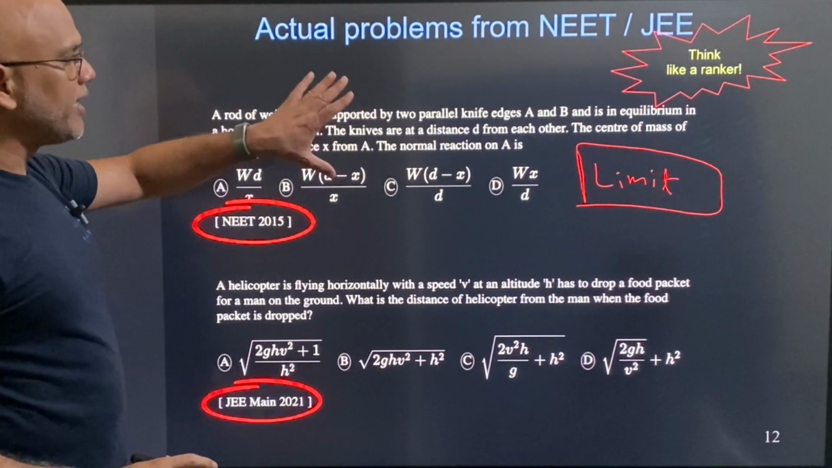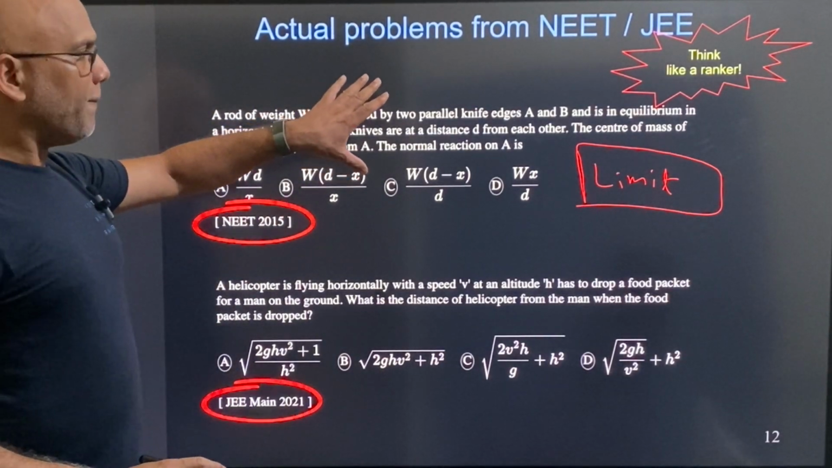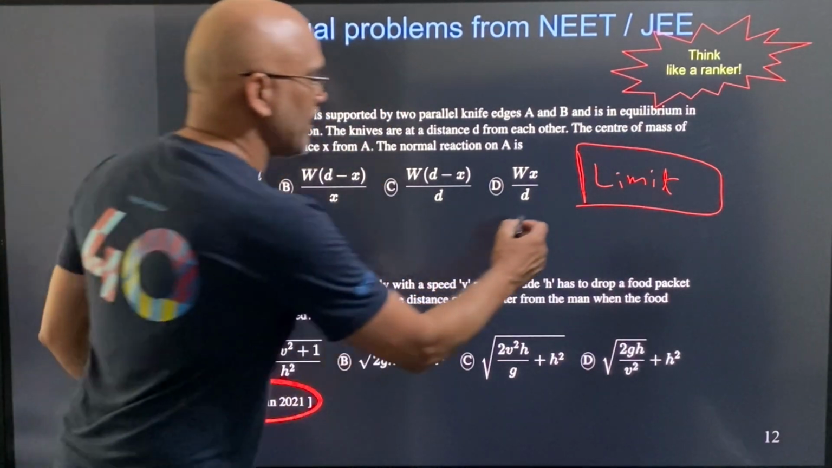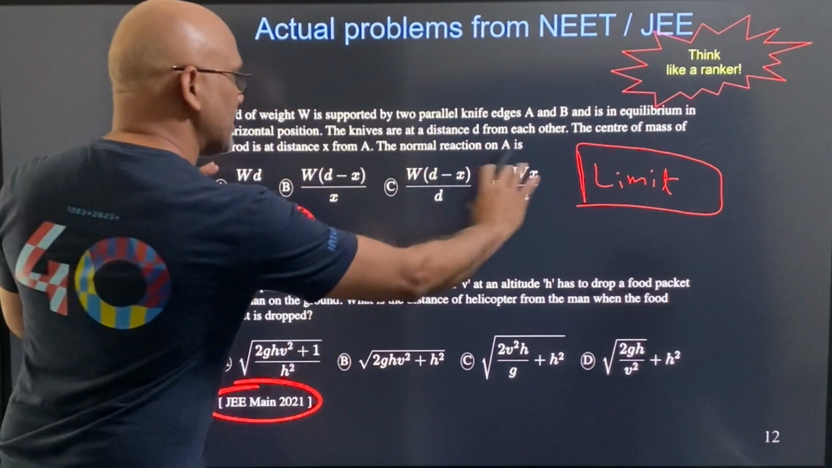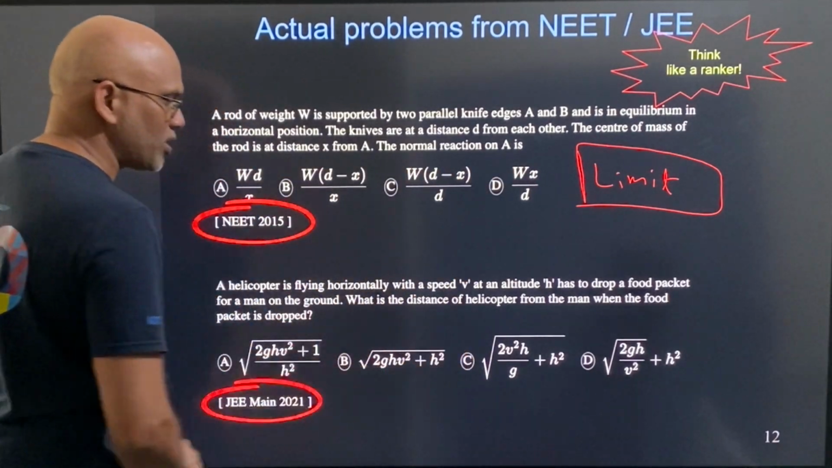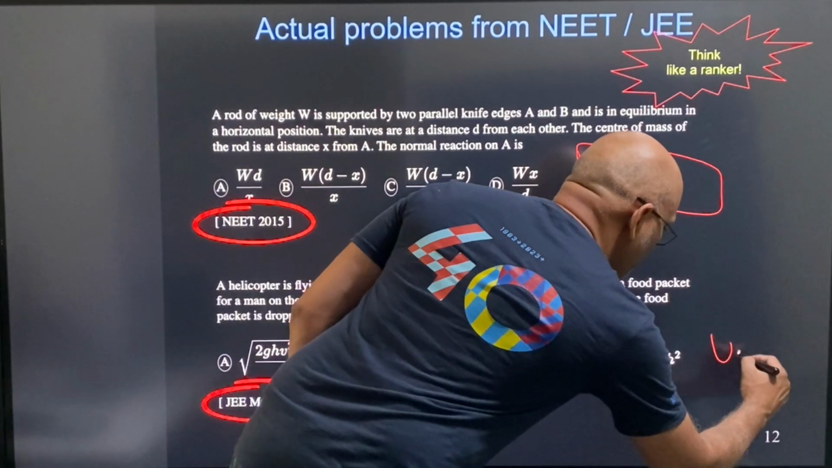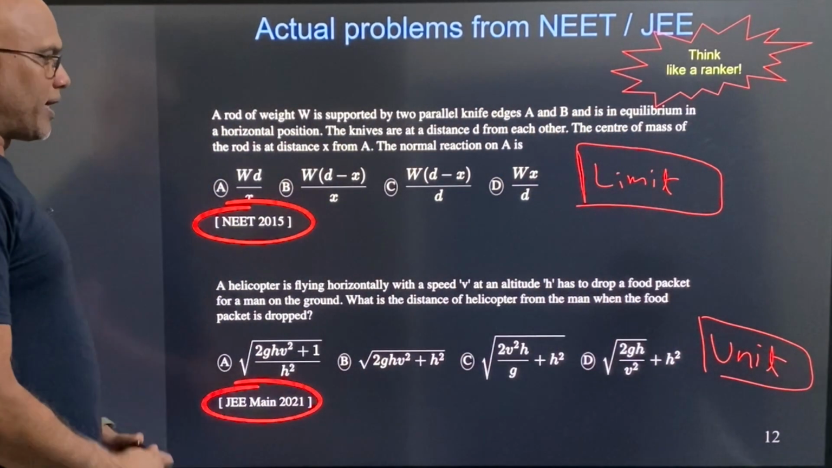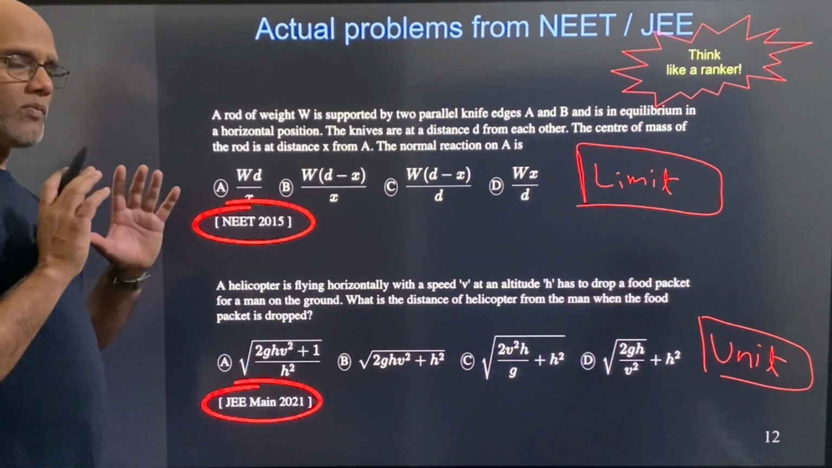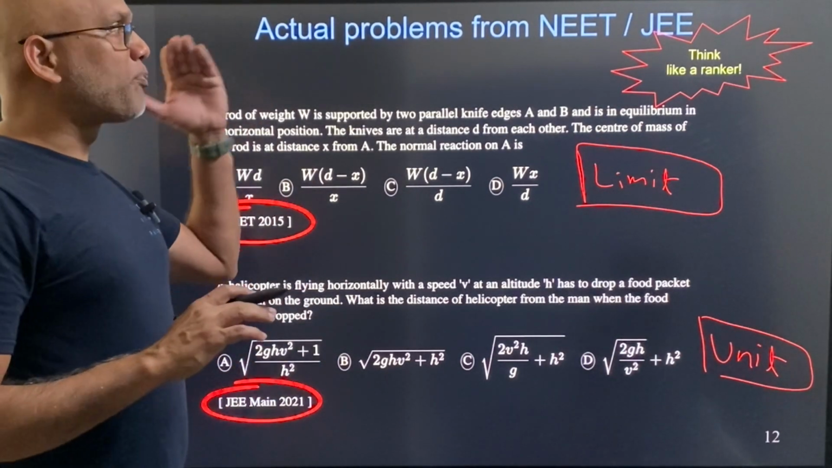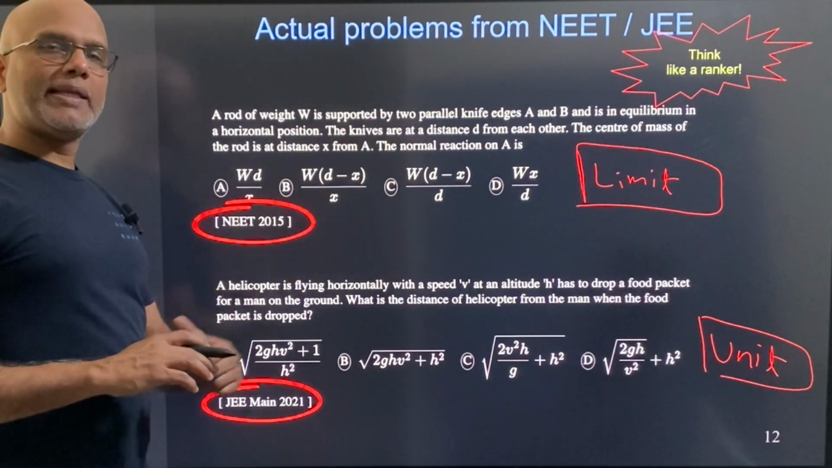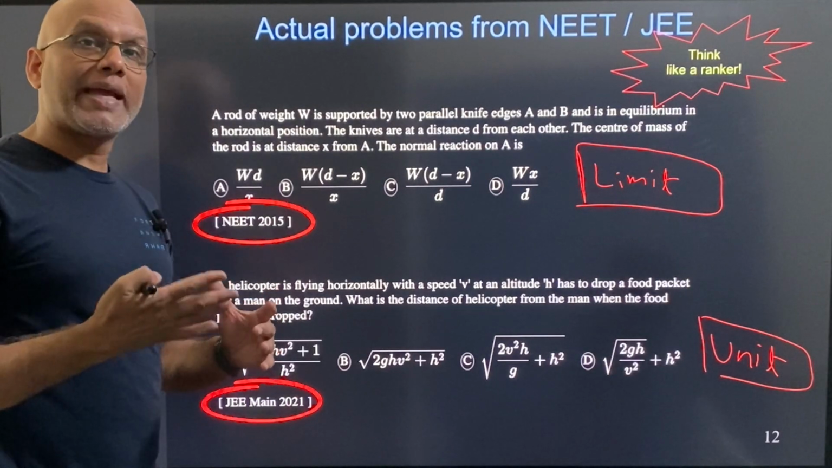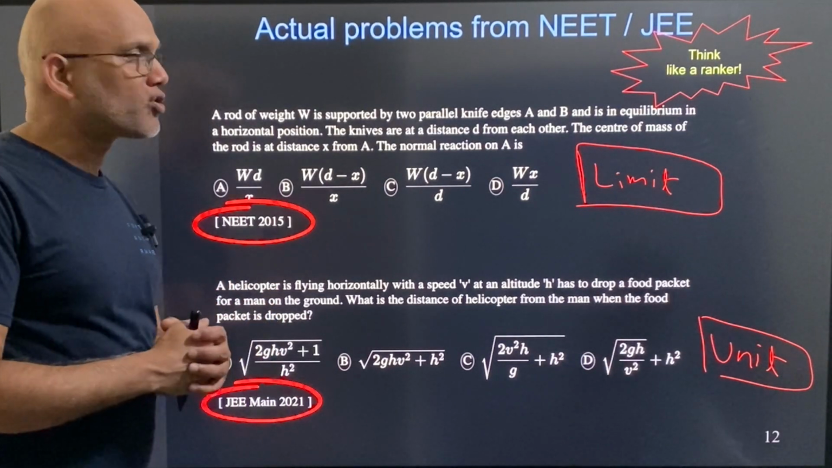You don't actually need to solve it using the concept. You can simply use limit, and just by looking at it you can solve it. Similarly, this question you can simply use units, this one simple trick to solve this question. I'm not saying that every problem in NEET and JEE you can solve by these tricks, but when it works, it can really make a difference in terms of how fast you can solve it.